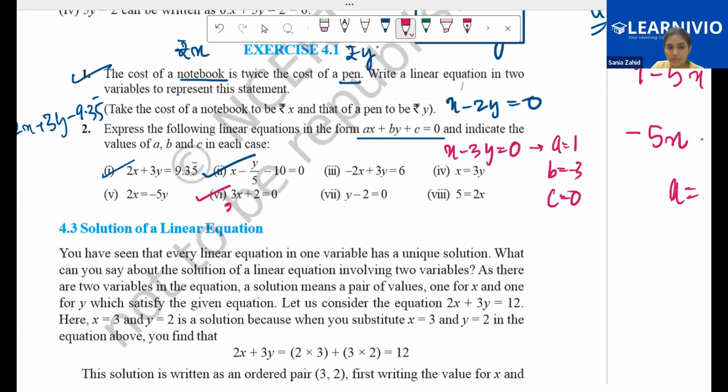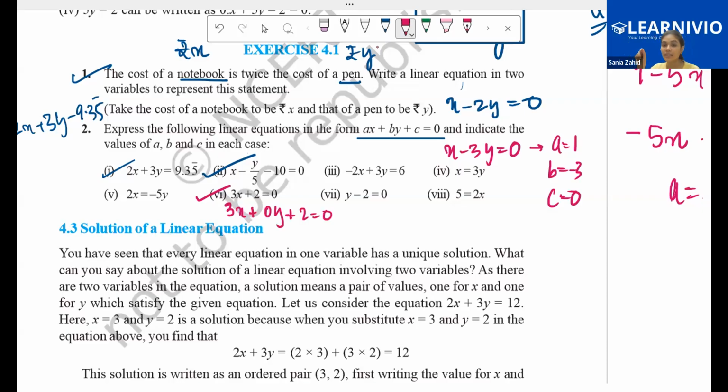3x plus 0y minus 2. No, why will 2 now become minus? Are you transposing 2? No, so plus 2. Yeah, so it doesn't become minus, is equal to 0. Now tell me A, B, and C. A is going to be 3, B is going to be 0, and C is going to be 2. Exactly. So, children, now you understand?